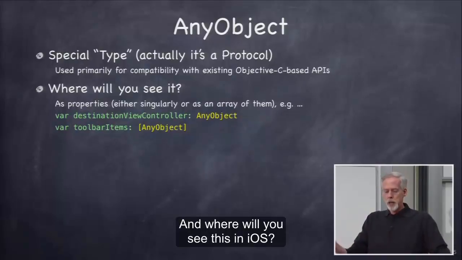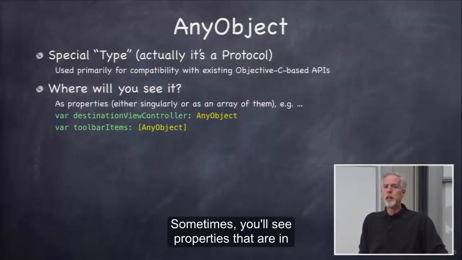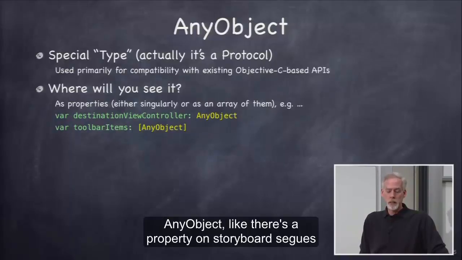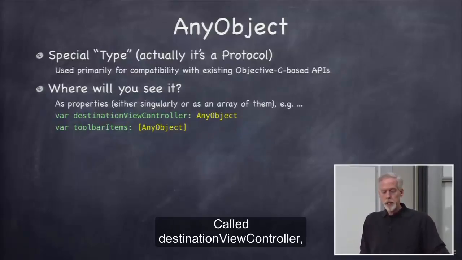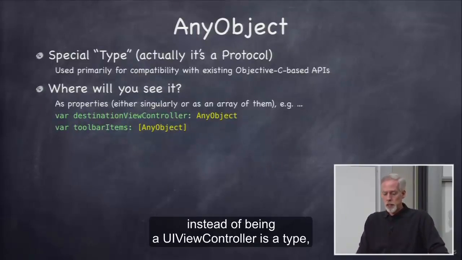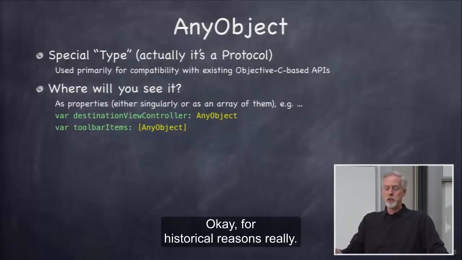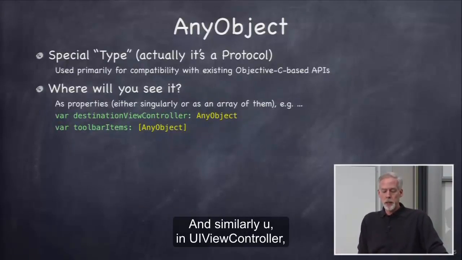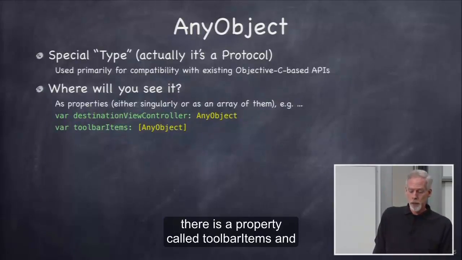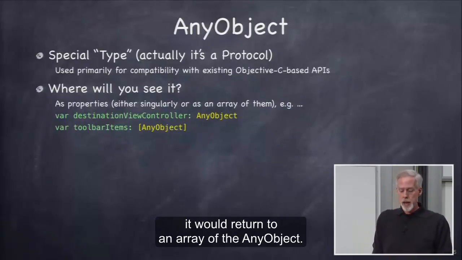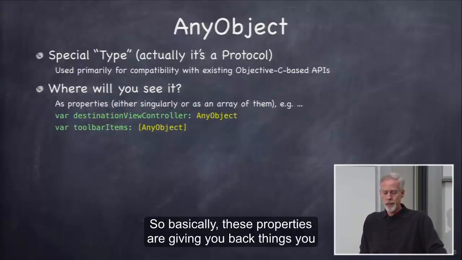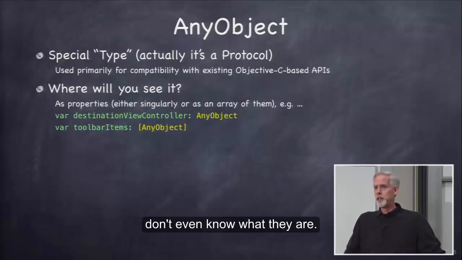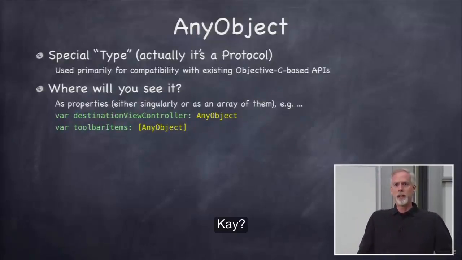And where will you see this in iOS? Sometimes you'll see properties that are AnyObject. Like there's a property on storyboard segues, which we're going to talk about next week, called destinationViewController, which instead of being a UIViewController is an AnyObject, for historical reasons, really. And similarly, in UIViewController, there's a property called toolbarItems, and it returns an array of AnyObject. So basically, these properties are giving you back things you don't even know what they are.